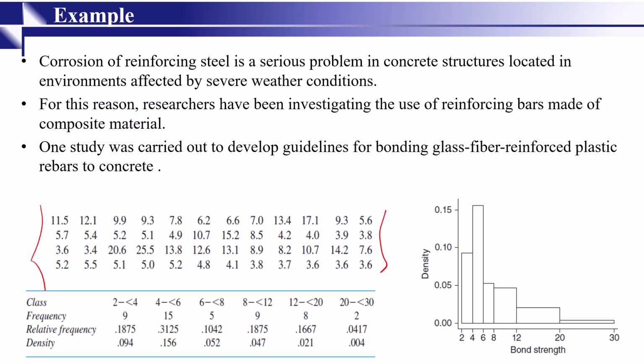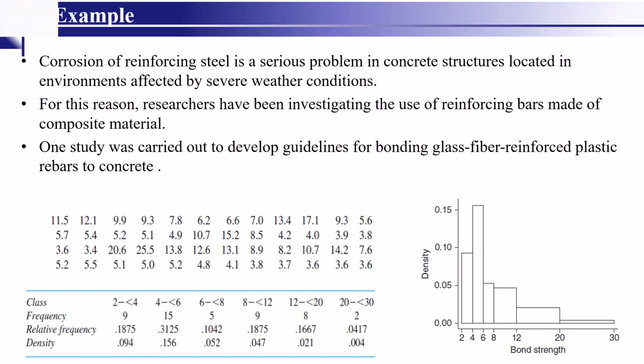So we have classes 2 to 4, 4 to 6, 6 to 8, 8 to 12. You can see they are not the same. So the width is 2, 2, 2. Here is 4. Here is 8. Here is 10. You can see. So again, we find the number of observations in each class. Then we go for relative frequency, and then we calculate the density.